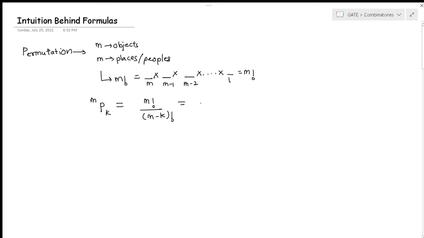So this is my first position. I will just write the position numbers over here: first position, second position, up to my kth position. Now for the first position, I always know that I will have m choices, right? But after fixing the element at the first position, I will be left with m minus 1 elements. So for the second position, I will have m minus 1 choices, right?